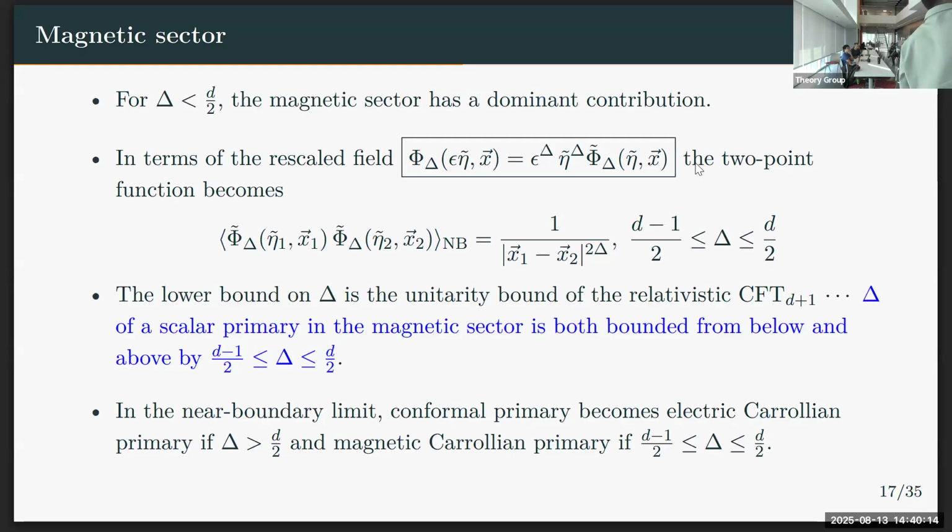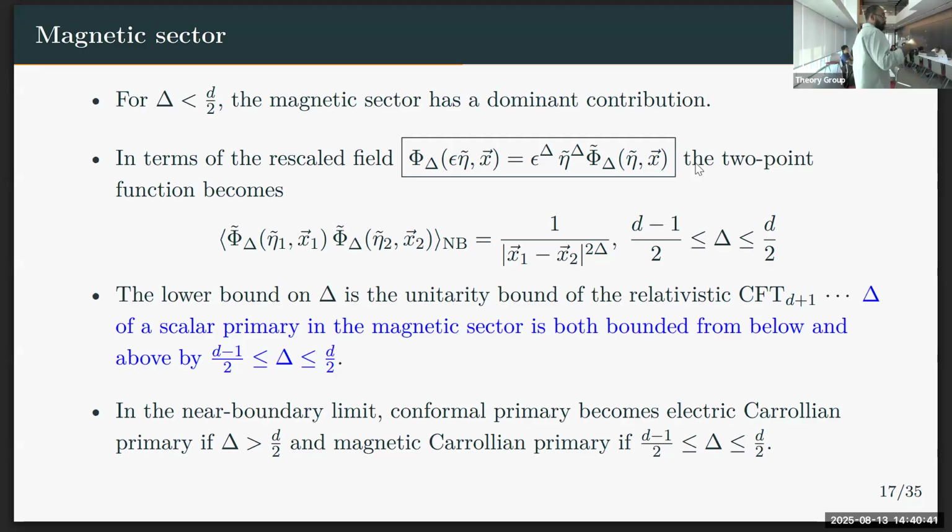So let's say this is a 3-dimensional CFT; this power law is just the 2-dimensional dependence. So it's a very trivial time dependence here. Now, one can also see that this lower bound is the unitarity bound of the relativistic CFT, and the bound is both bounded from below and above by this expression: it's greater than (d minus 1) by 2, but less than d by 2.